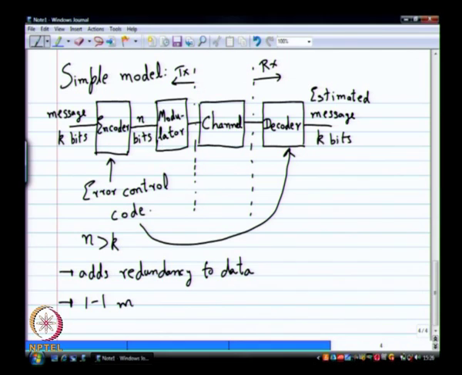Almost always, unless you want to do something very extraordinary at the transmitter, this will be a one-to-one mapping. So, that is what the encoder would do.